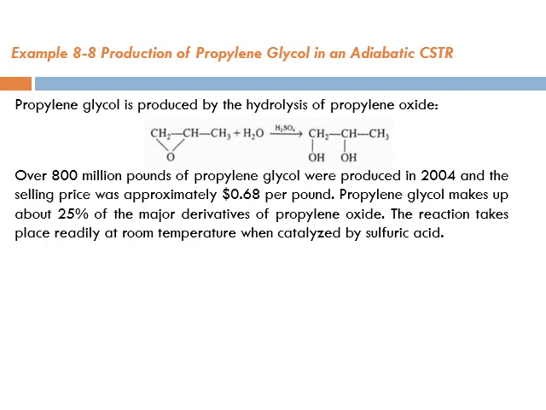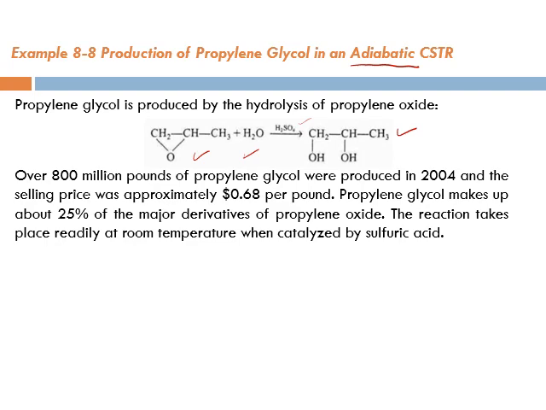Example 8.8, production of propylene glycol in an adiabatic CSTR. Propylene glycol is produced by the hydrolysis of propylene oxide, of course in the presence of a catalyst, homogeneous catalysis here. Propylene oxide reacts with water in the presence of a catalyst to give you propylene glycol. This is very similar to the reaction we discussed in chapter 4, where we did the hydrolysis of ethylene oxide to produce ethylene glycol.